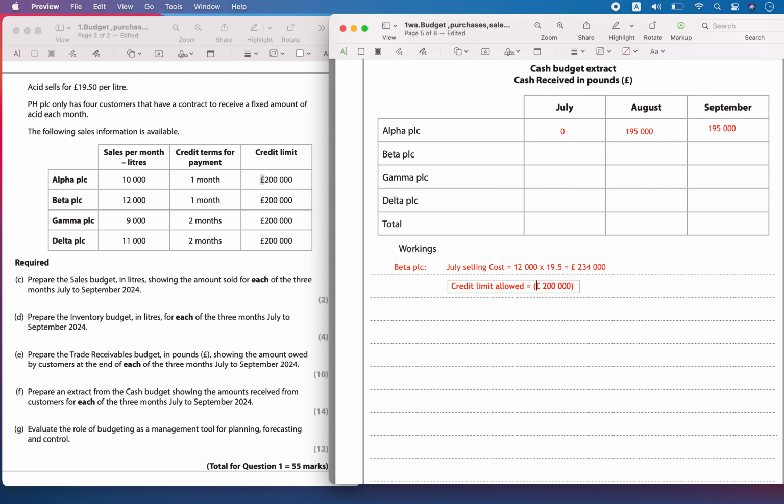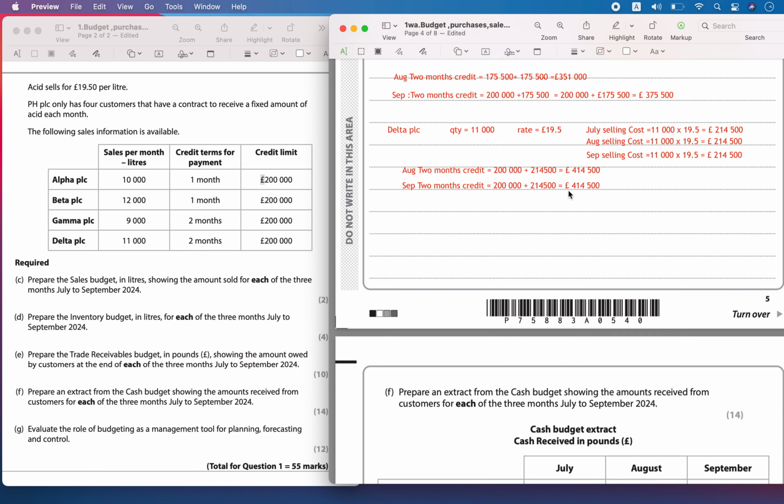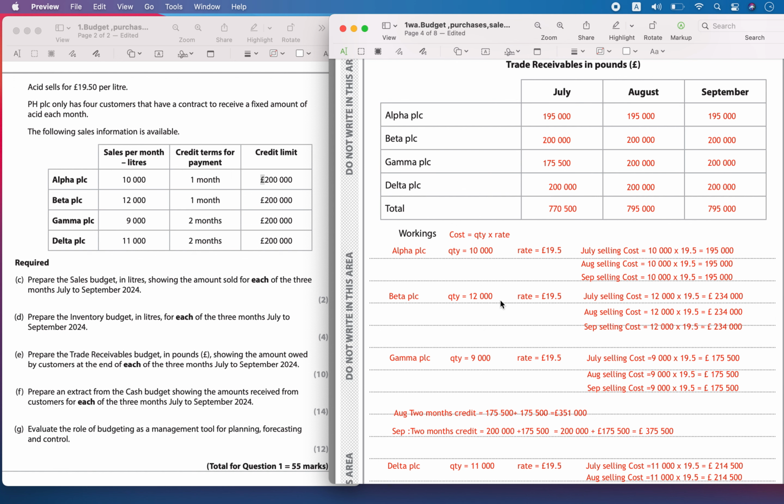So you will have to subtract this, and so for the month, cash paid will be equal to 234,000 minus 200,000, that is equal to 34,000. That would have been the cash they would have to pay for the month of July.